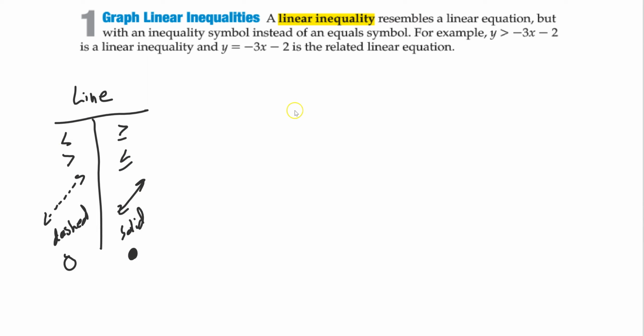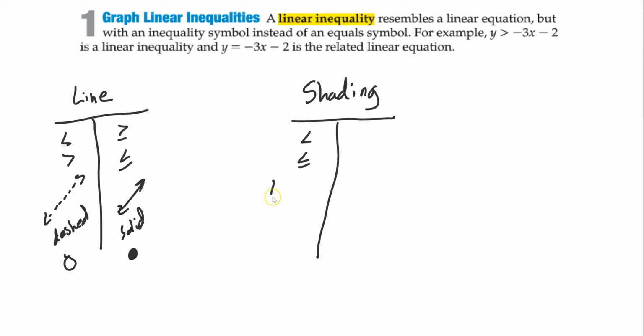Now the second part of this is shading. There's actually two ways to shade. First you have to worry about, is it less than or less than or equal to? In that case, there's two ways to do this. The first way is if it's in proper notation, like y equals mx plus b. In that way, we can do a little shortcut.